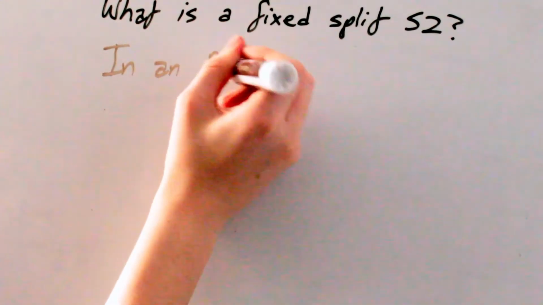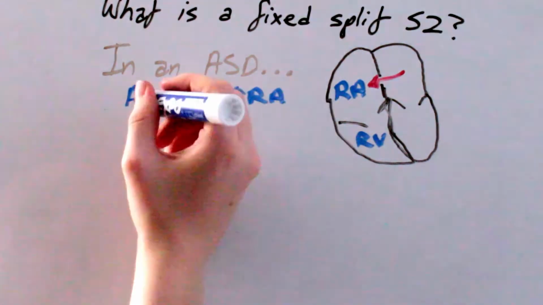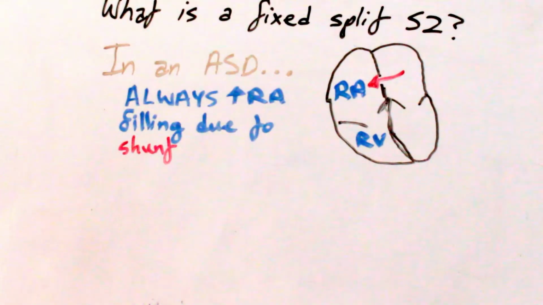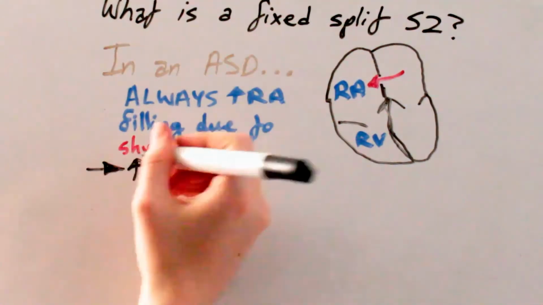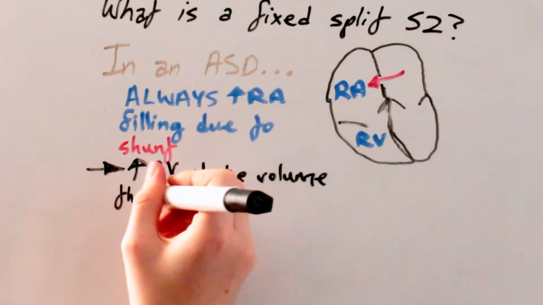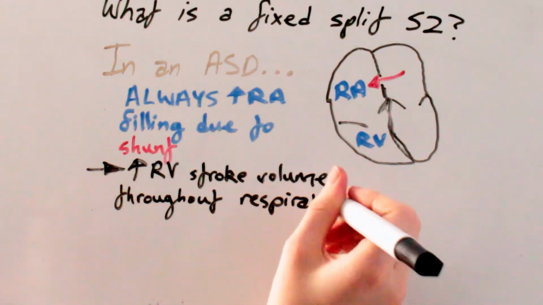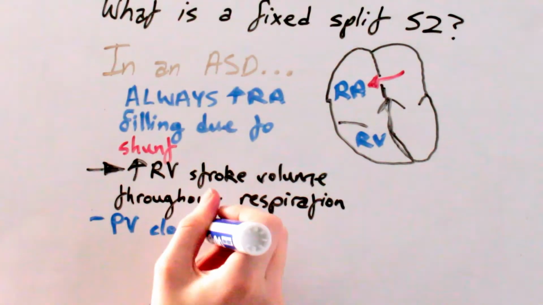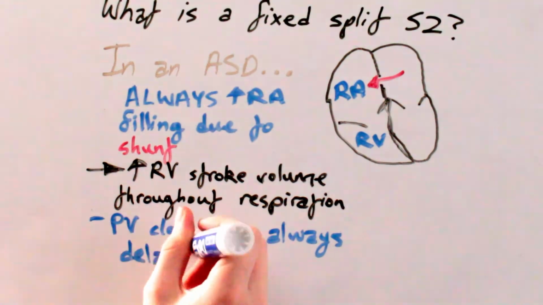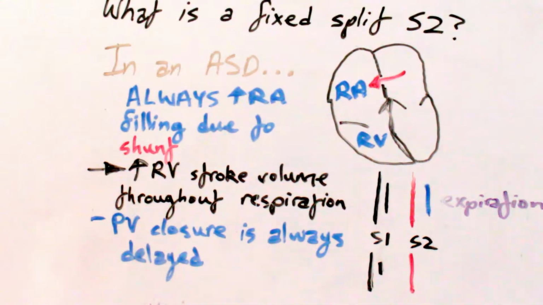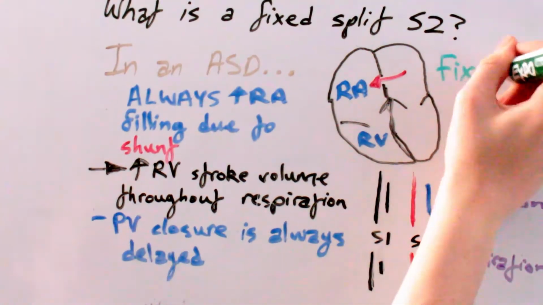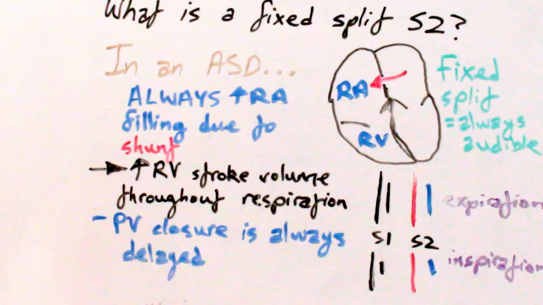In an atrial septal defect, there is always increased right atrial filling due to the shunt from the left atrium. So, there is an increased right ventricular stroke volume throughout respiration, and pulmonary valve closure is always delayed. As we can see, there's splitting during expiration and inspiration. We call this a fixed split, and it should be audible all the time.